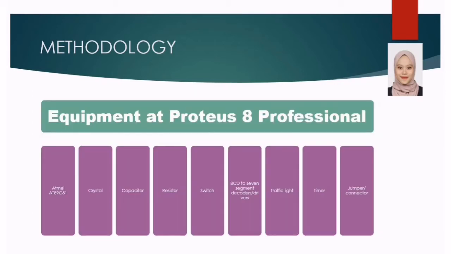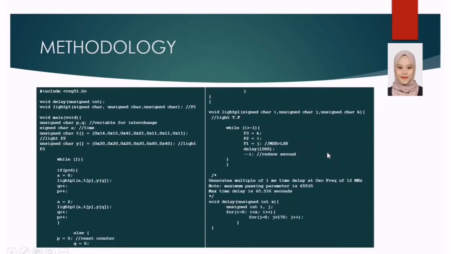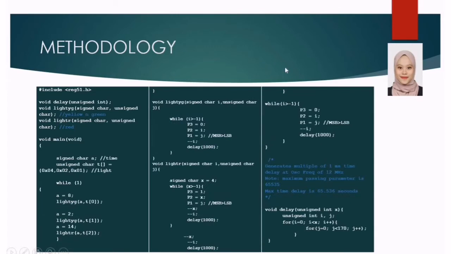This is for the traffic light. Okay, we will use Atmel AT89C51, crystal, capacitor, resistor, switch, BCD to 7 segment decoders, traffic light, timer and jumper or connector. Okay, this is the coding for one junction.